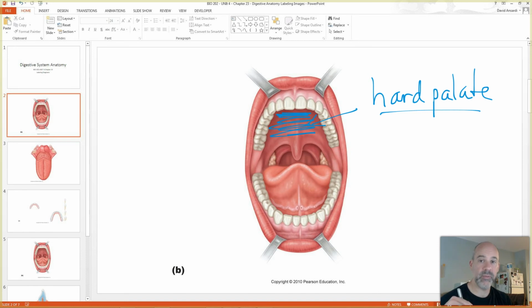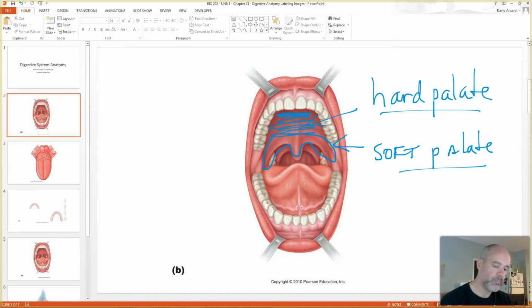And then backwards from there, you don't have any bone forming a portion of the roof of the mouth. So back in here, you have your soft palate. There's no bone underlying that. And this little flap that hangs down at the back of the mouth is called the uvula.